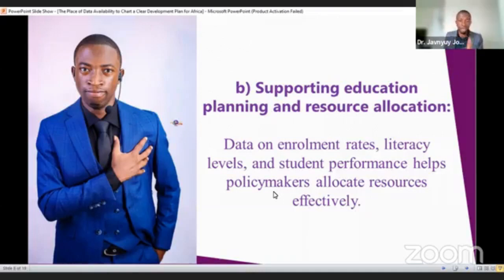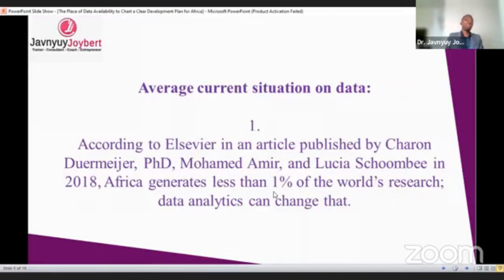Without data being available, governments, Ministry of Higher Education, Ministry of Secondary Education, Ministry of Basic Education, Ministry of Vocational Training, all of these ministries that are working across education, they will not be able to make proper decisions. So data on enrollment rates, literacy levels, student performance, all of this helps policymakers to allocate resources.